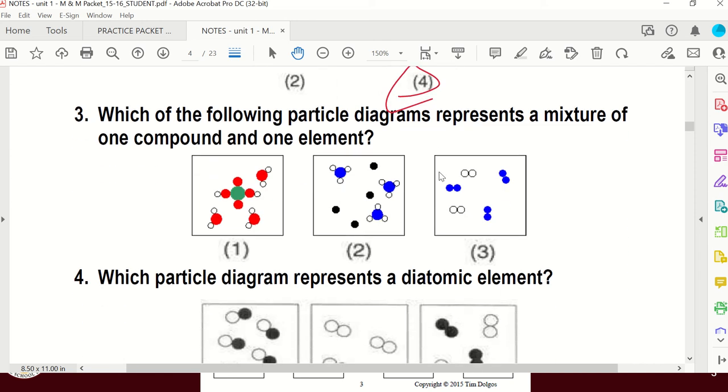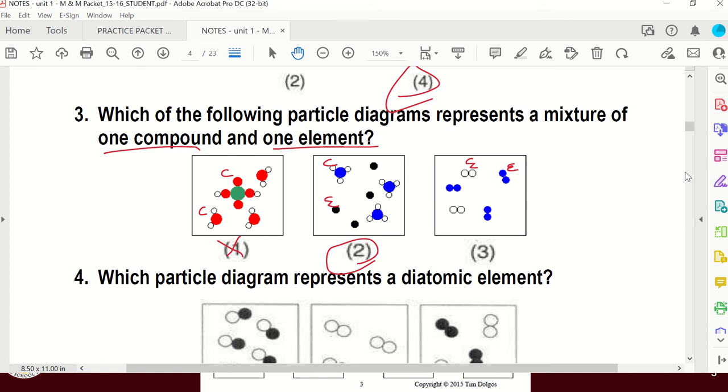Which of the following represents a mixture of one compound and one element? All right, take a look at this. First one, we have big old monster molecules, some smaller molecules around it. We need a compound, so this definitely is a compound. Unfortunately, water is a compound too, so this does not contain an element and compound. Here is an element, here is a compound, so it contains both. That's good. Here's an element. Here's an element. Mixture of two elements.